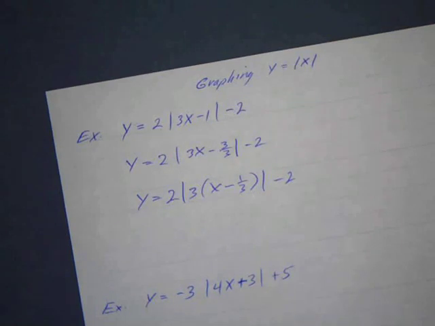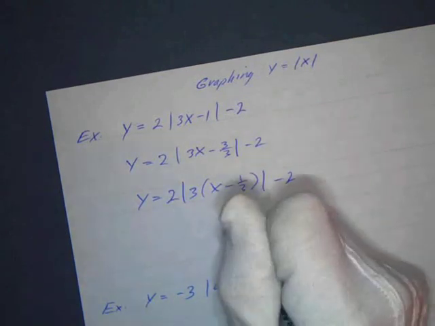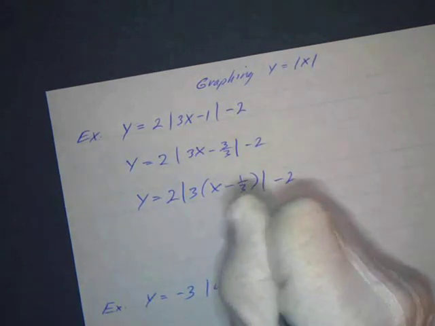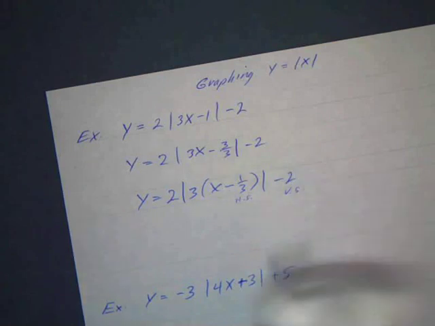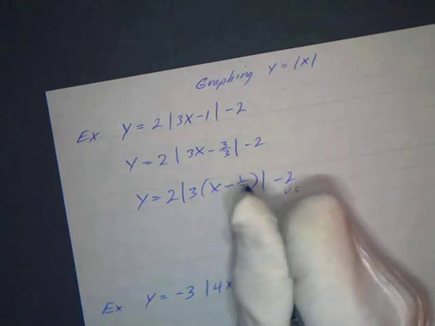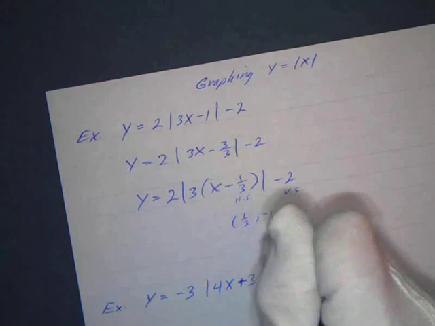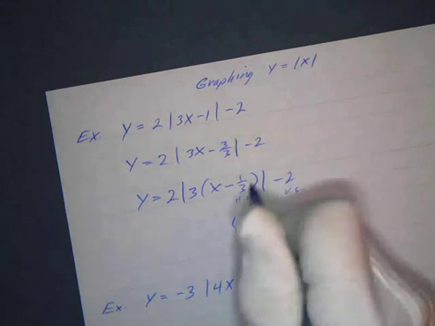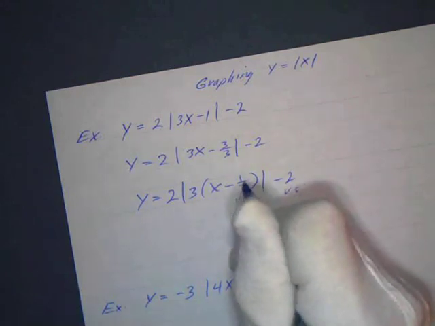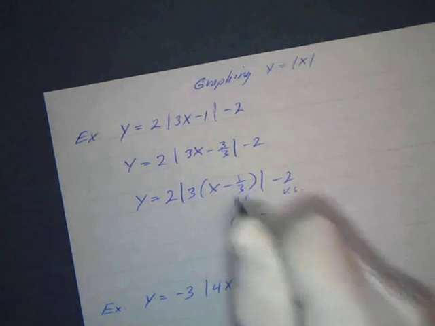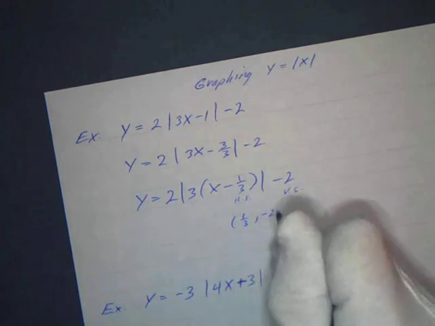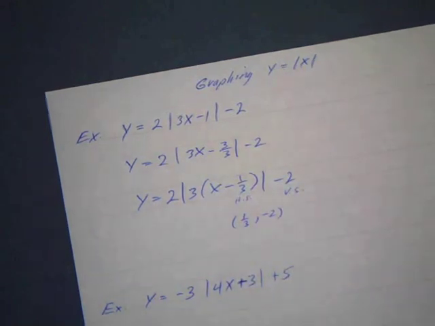But now we can see we have a horizontal shift, vertical shift. So my transformation will actually be the same sign, 1/3, and I'm sorry, I should say opposite sign. Opposite sign, this is positive, and same sign, negative 2. That's what we said. So there's your transformation.